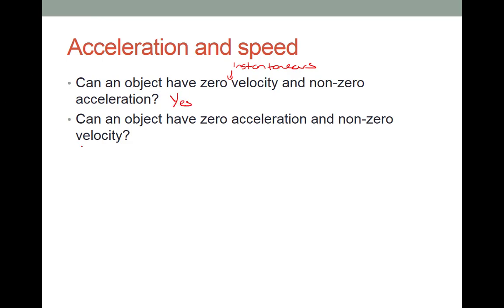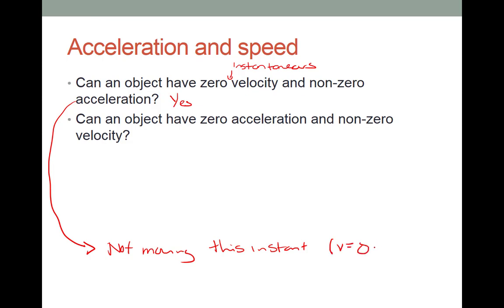Okay. For that to happen, what I need is, here, let's see, I'm going to go all the way down here. So an example is it's not moving now. So it's not moving this instant. That gives me my v equals 0 criteria. But it is moving the next instant. So here we see that it wasn't moving, now it is moving, therefore the velocity had to change, and therefore the acceleration is non-zero.